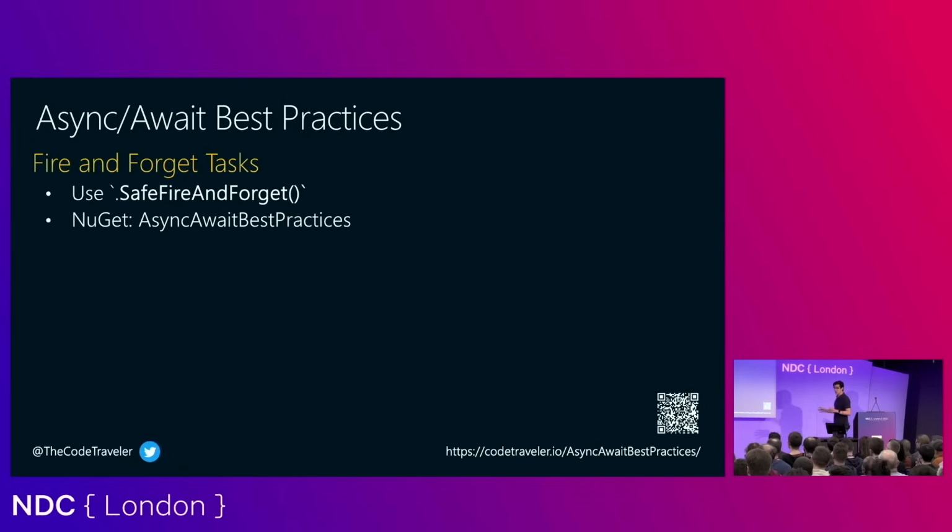Don't do what I used to do and just say Task.Run, run this in the background, forget about it, because we always want to await every task. So if we do want to fire and forget a task and we know this is totally cool, we can run it in the background, I'm fine with the code continuing to run after this, use the SafeFireAndForget extension method.